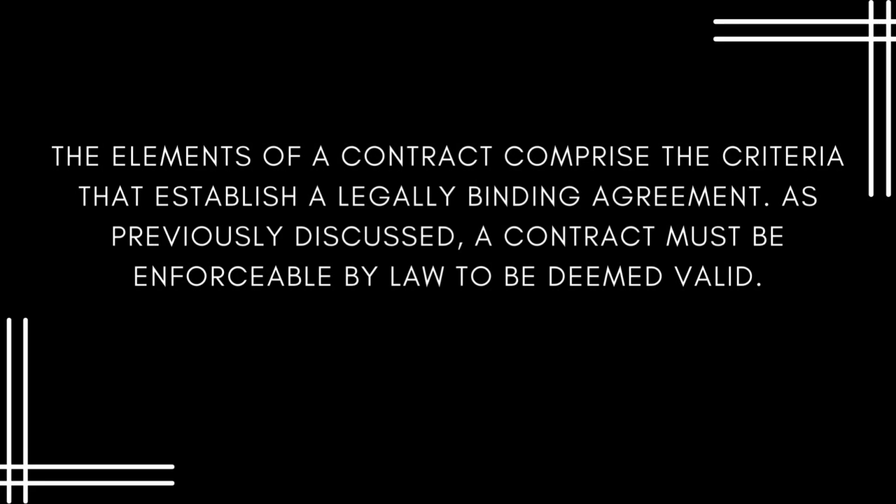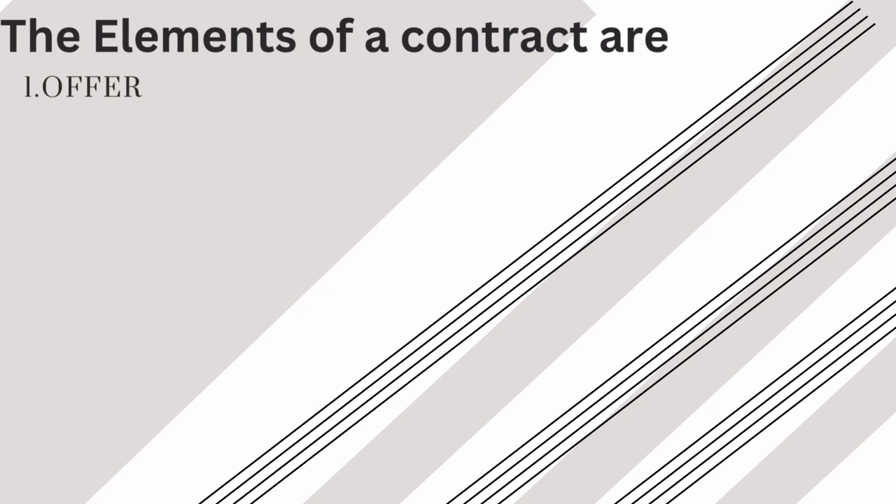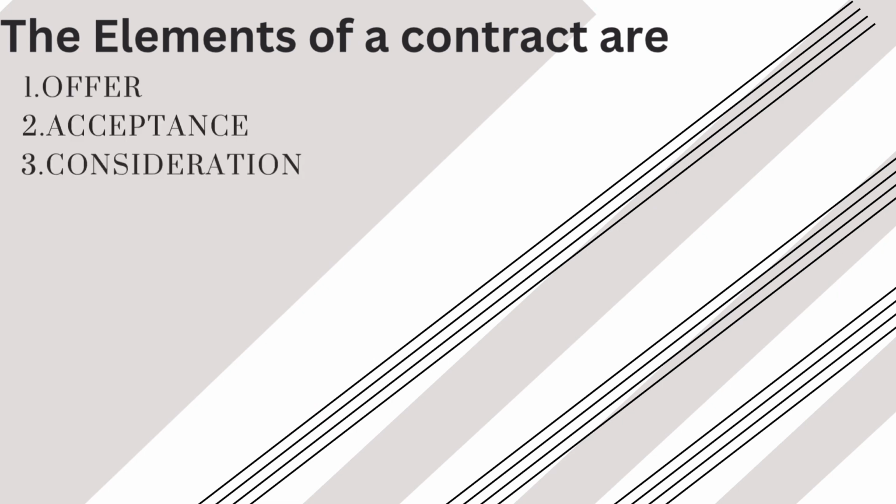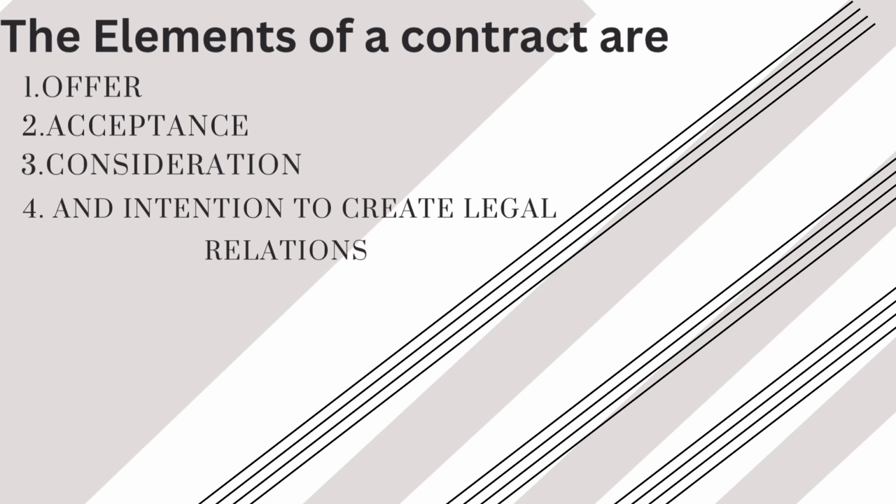The elements of a contract comprise the criteria that establish a legally binding agreement. As previously discussed, a contract must be enforceable by law to be deemed valid. The elements of a contract are offer, acceptance, consideration, and intention to create legal relations.